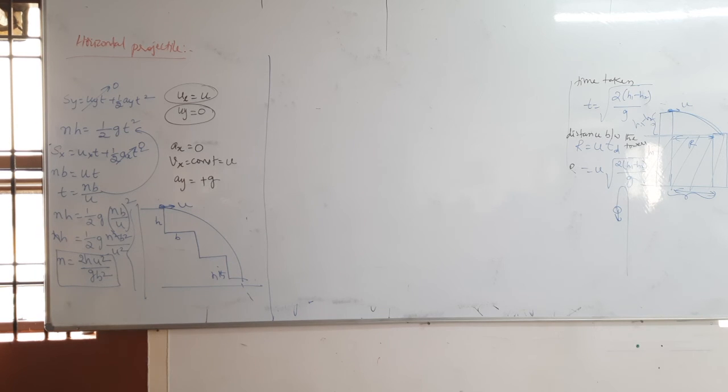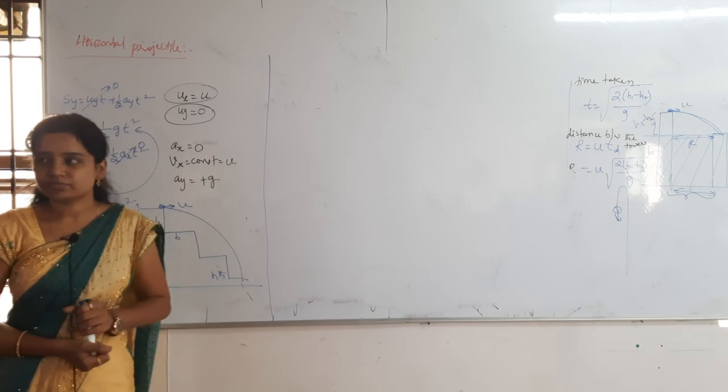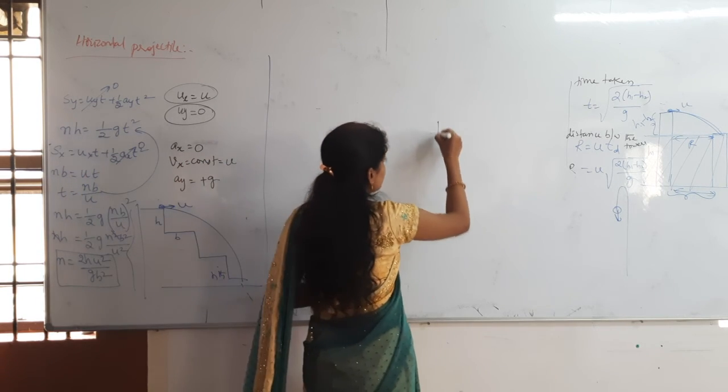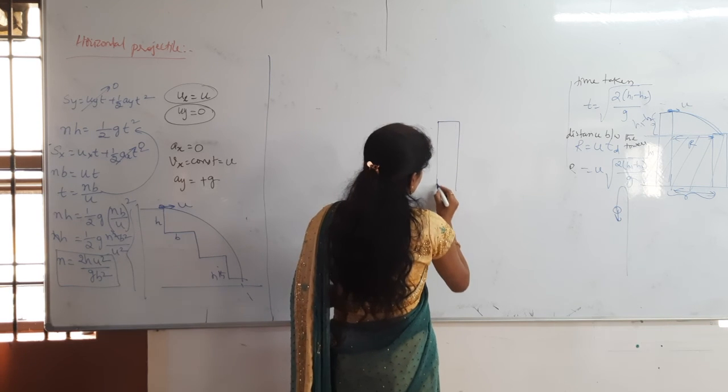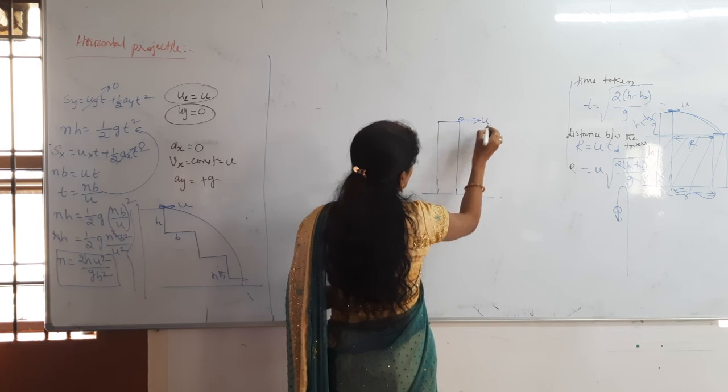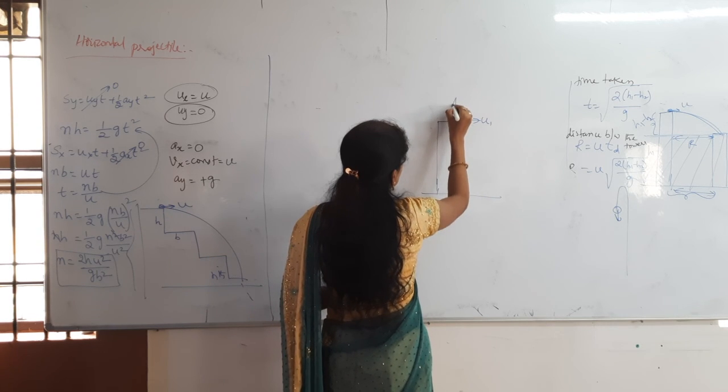Can you try that? Otherwise shall I do? Try that once. Two stones are there, one is thrown towards the east, another is thrown towards north, with u1, and then another is with u2 velocity.